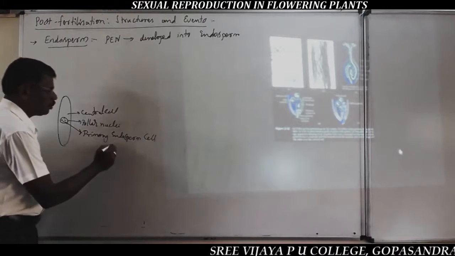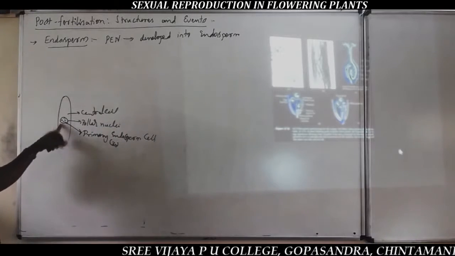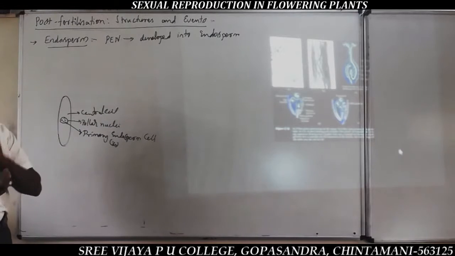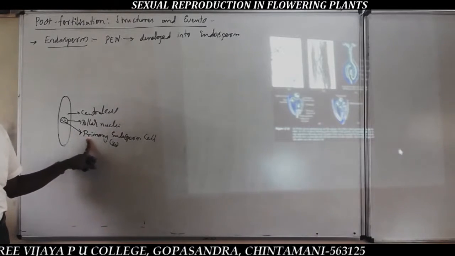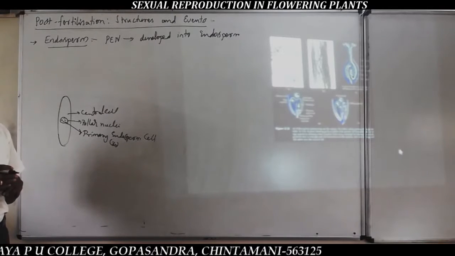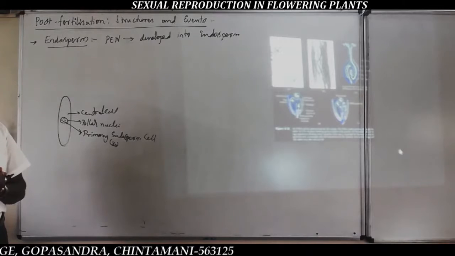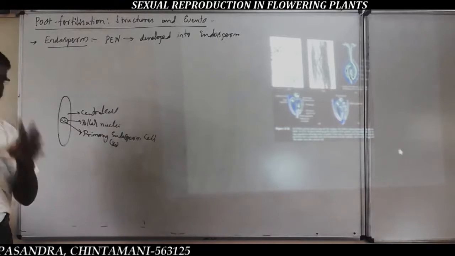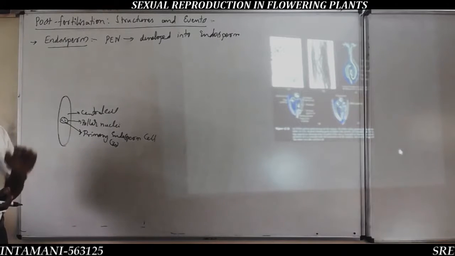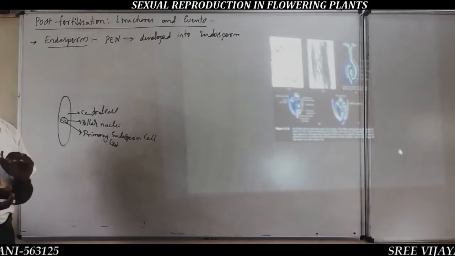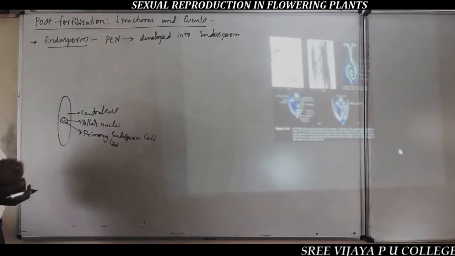This primary endosperm cell is triploid in nature because it consists of three nuclei, a fusion of three nuclei. This entire primary endosperm cell divides to form a mass of cells in the embryo sac, especially present just below the egg cell, towards the micropylar end.